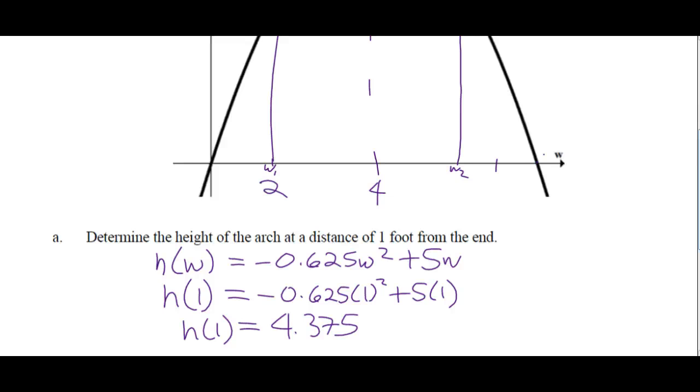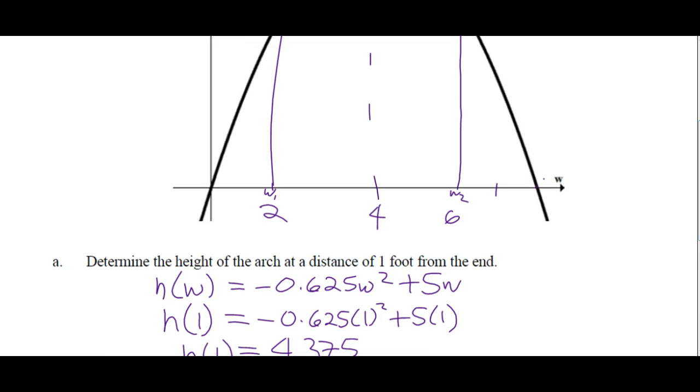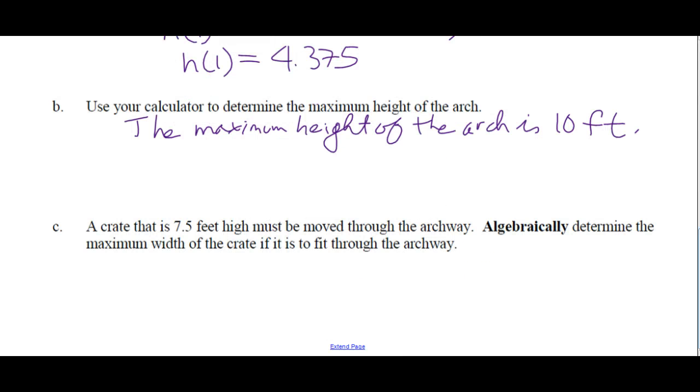You don't need a calculator. This is the middle, it's 4. This is 2. That's 6, by symmetry. We know that because we know where the axis of symmetry is. So from 2 to 6 is 4 feet wide. Algebraically, oh, it said algebraically. Damn it. So we weren't supposed to use the calculator. Oh, see, I didn't even need the calculator.